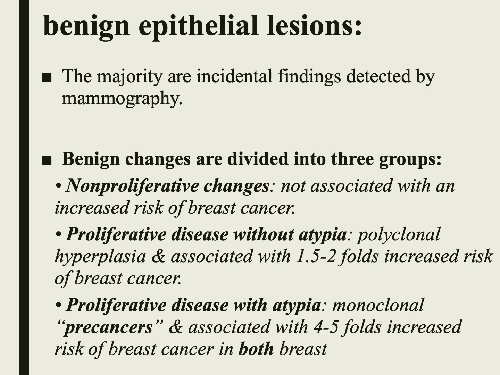While the second category, which is called the proliferative disease without atypia, although this category is polyclonal hyperplasia, however, it's associated with a 1.5 to 2-fold increased risk of breast cancer. Compare that with the third category, which is the proliferative disease with atypia, including atypical ductal hyperplasia and atypical lobular hyperplasia. Those lesions are monoclonal, which means that they are precancer, and they are associated with a 4 to 5-fold increased risk of breast cancer in both breasts.